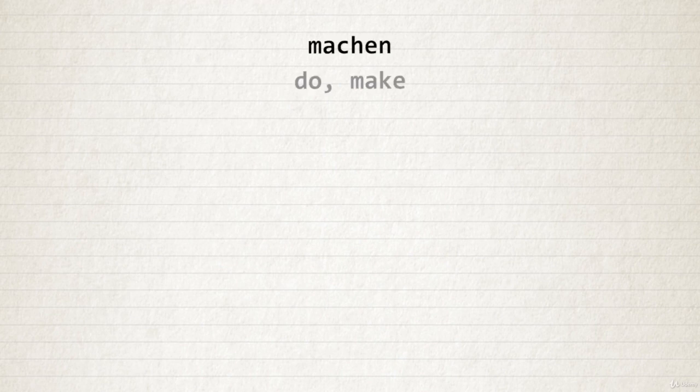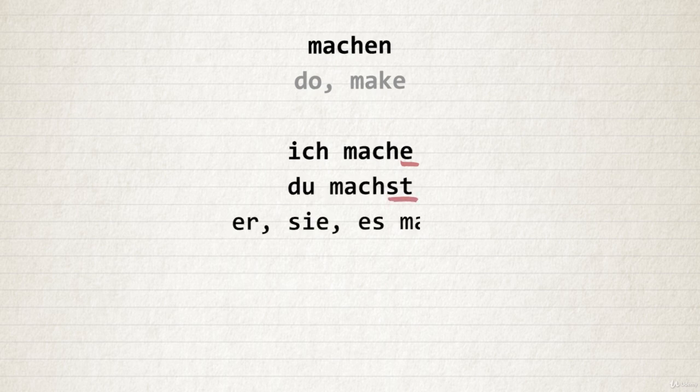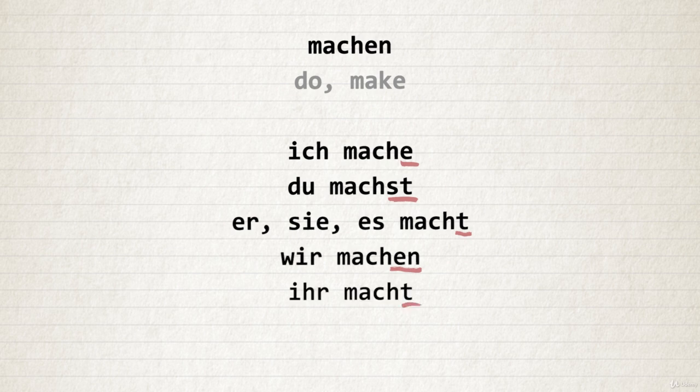Really not so difficult, right? Let's take a look at a few more examples. Take the verb machen, to do or to make. So just like we saw, cut off the infinitive ending en. Attach the present tense endings: e, st, t, n, t, n. Ich mache, du machst. Er, sie, es macht. Wir machen, ihr macht, sie machen.